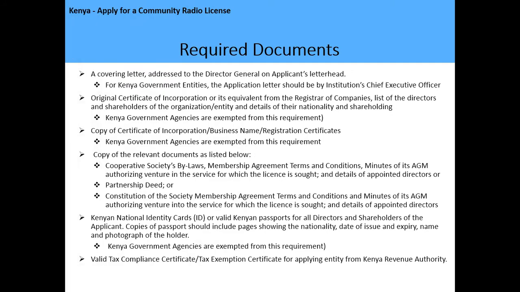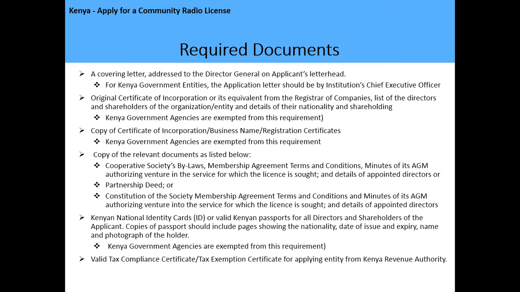The required documents are as follows. A cover letter addressed to the Director General on the applicant's letterhead. You need to note, for Kenya government entities, the application letter should be signed by the institution's chief executive officer. You also need the original certificate of incorporation or its equivalent from the register of companies, a list of the directors and shareholders of the organization, and details of their nationality and shareholding.